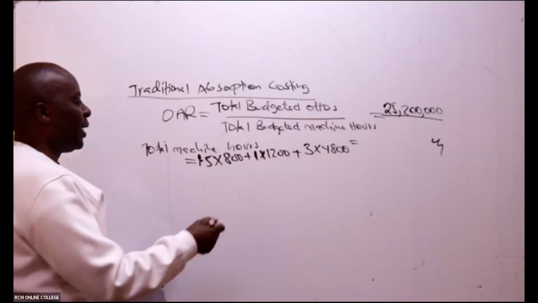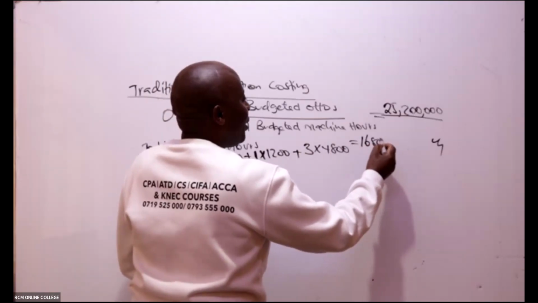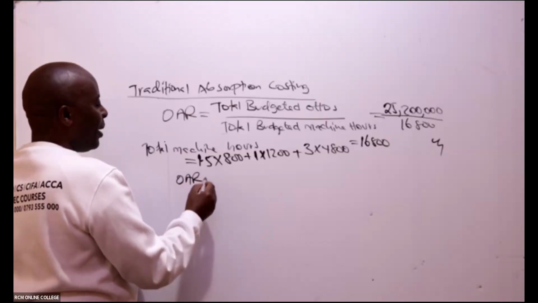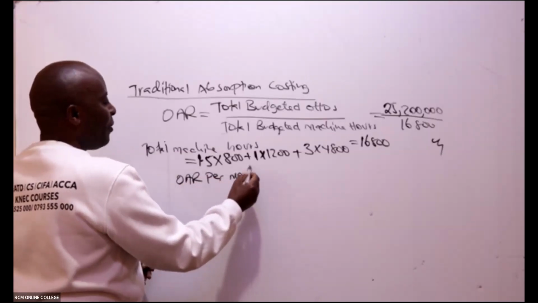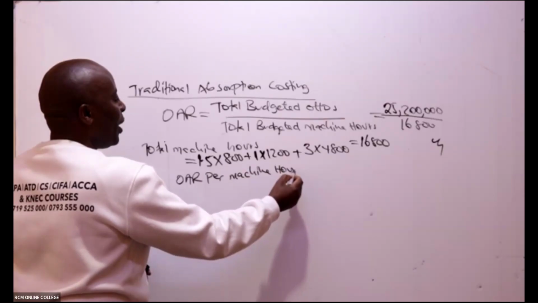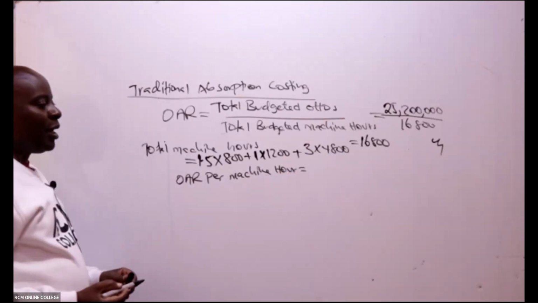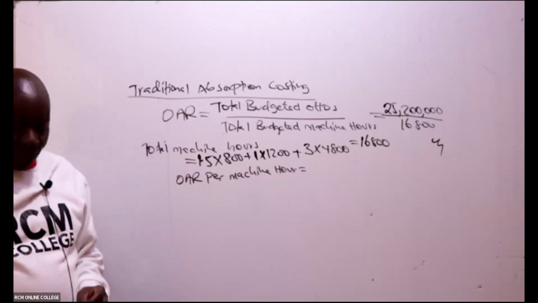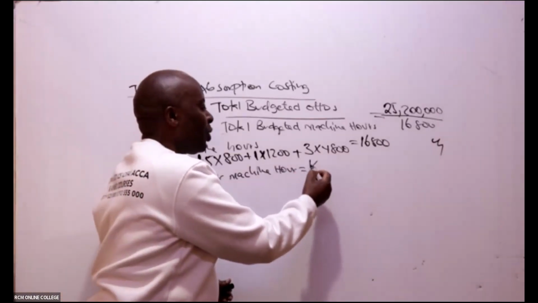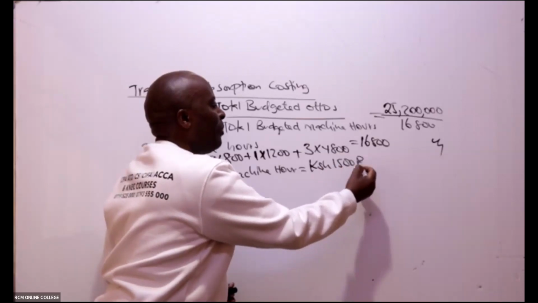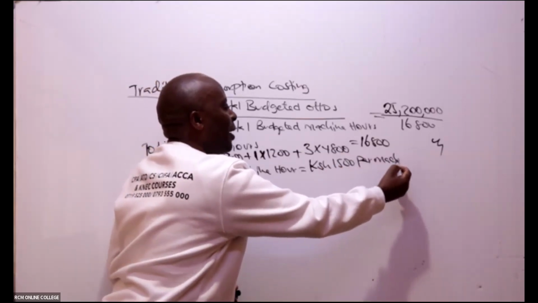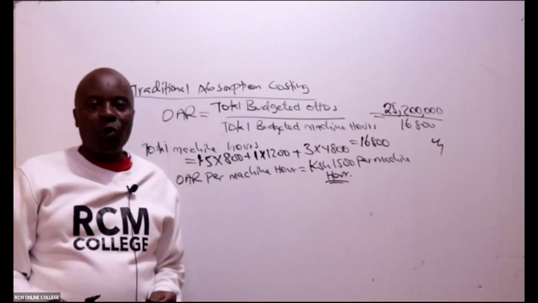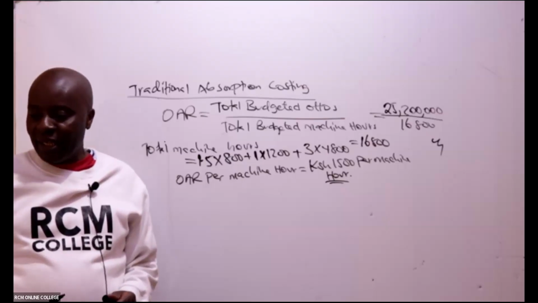16,800, right? 16,800. So now bring this 16,800 here. You'll be able to get OAR per machine hour. In this case, they're giving us a figure of 1,500 Kenya shillings per machine hour. In most cases, even this rate will be given to you.